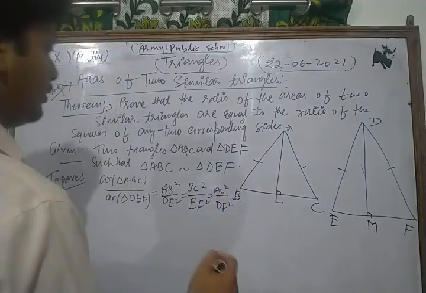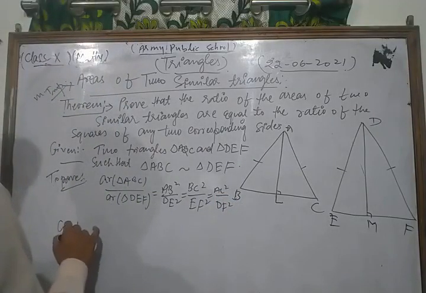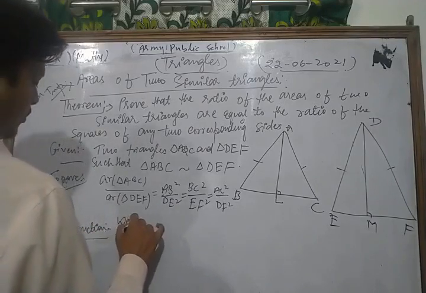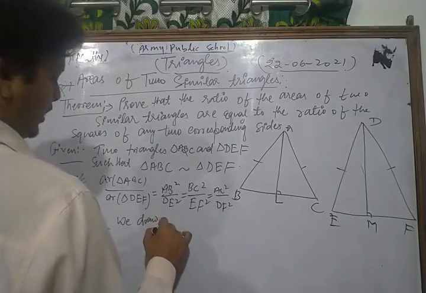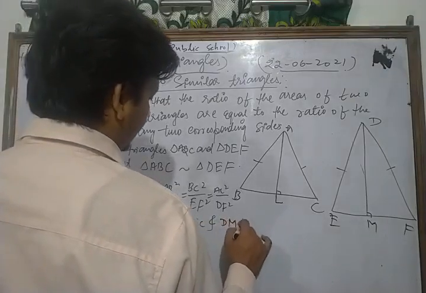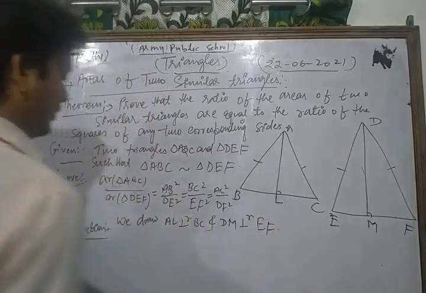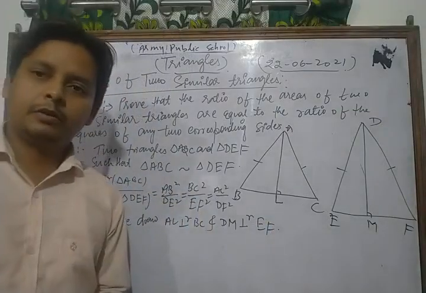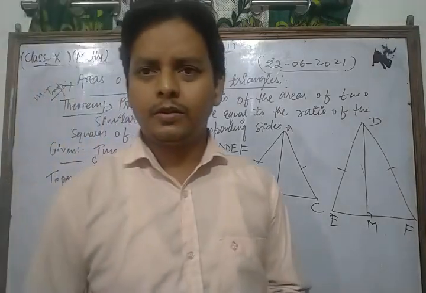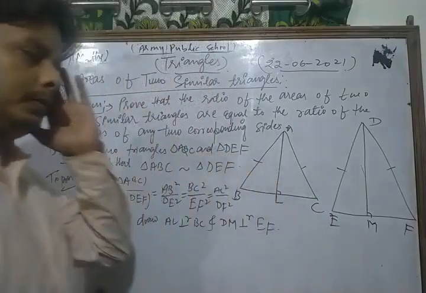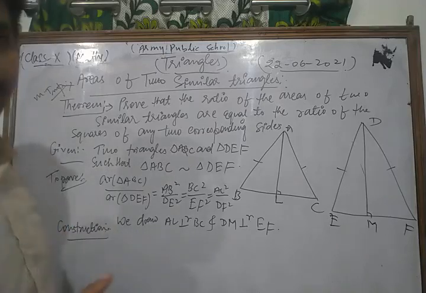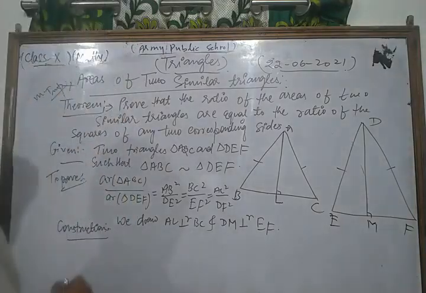Now for that we have to do some construction. And what is the construction in that theorem? In construction we draw AL perpendicular to BC and DM perpendicular to EF. This is the construction in that theorem. Okay, now look what I do. Now we write the proof, let's see.